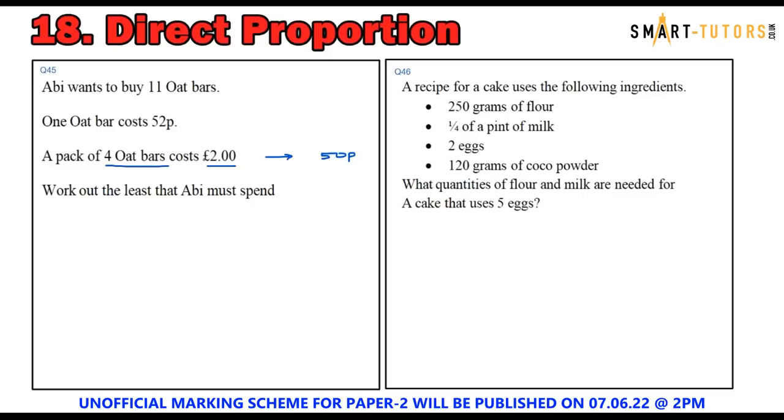So we need 11 oat bars. So you can go for multiples of 4. So 4, 8, 12 is too much. So you only go for 2 packs.